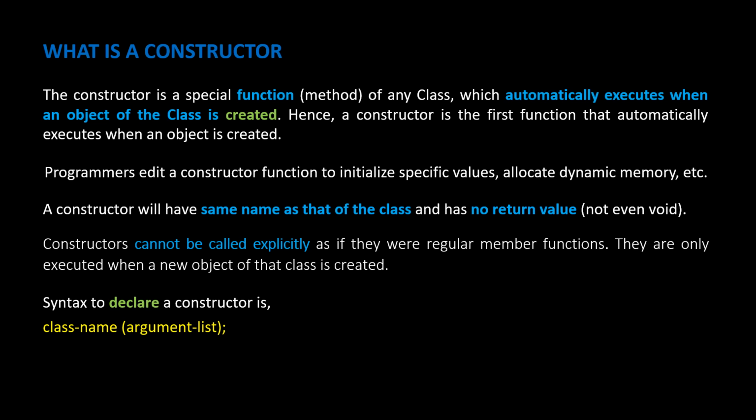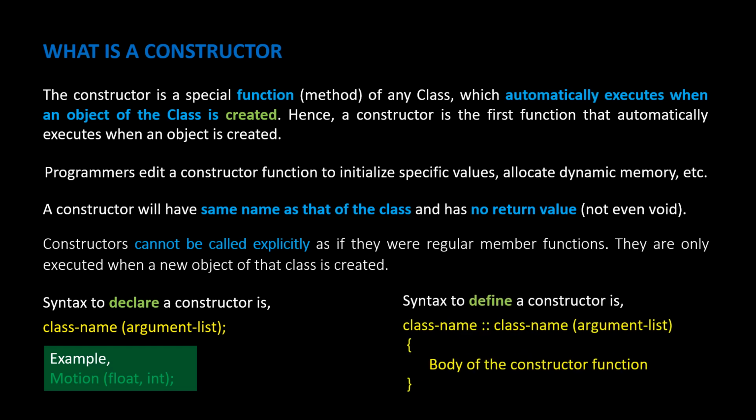The syntax to declare a constructor is class name, argument list. For example, Motion function, with incoming parameters float and int, where Motion is the class. The syntax to define a constructor is class name, scope resolution operator, class name function with argument list, followed by the body of the constructor function.